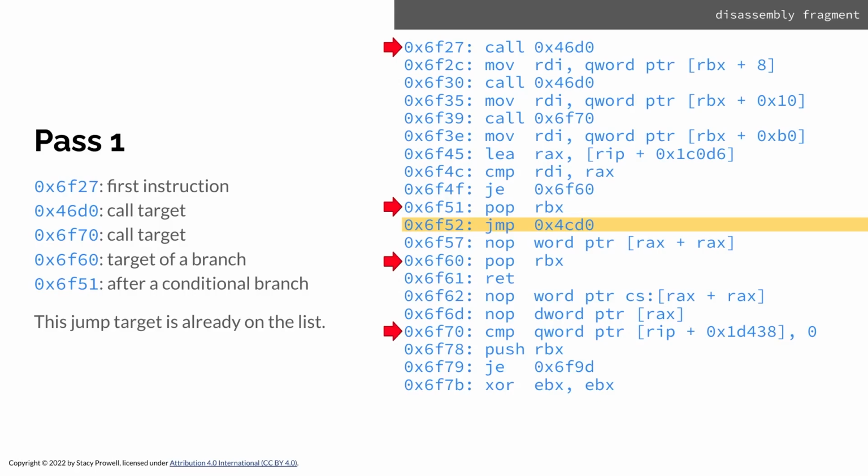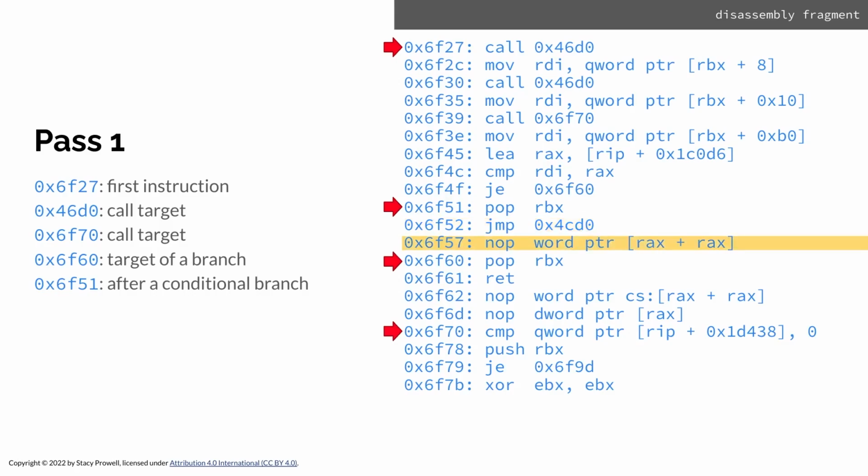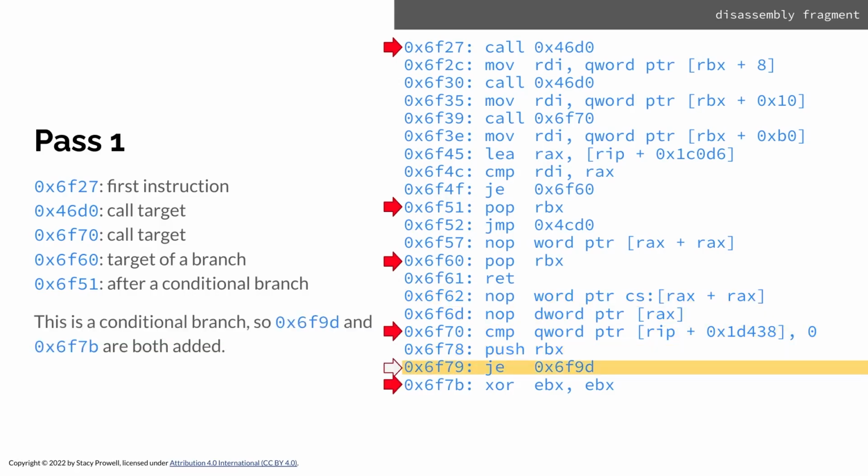Where do we go after this? Well, we could keep going. We could look at this nop, and that doesn't tell us anything. We can look at the pop. That doesn't reveal anything. Next thing is a return. Returns terminate basic blocks, but they don't tell us where a new one is, so we'll keep going. Another nop, a compare, a push, and then finally a jump if equal to 6Fox9D. So we would add 6Fox9D to the list. It's not in our little listing here, but it is a potential basic block leader.